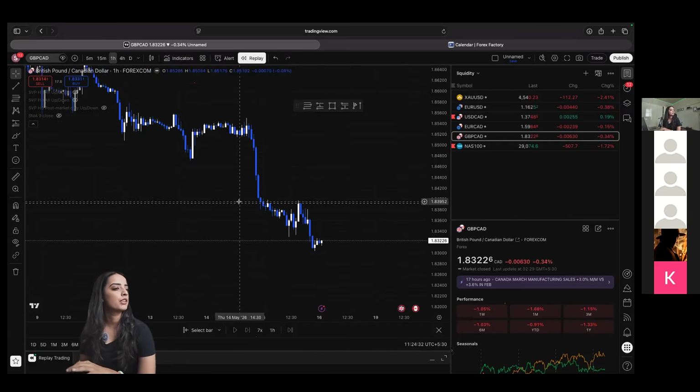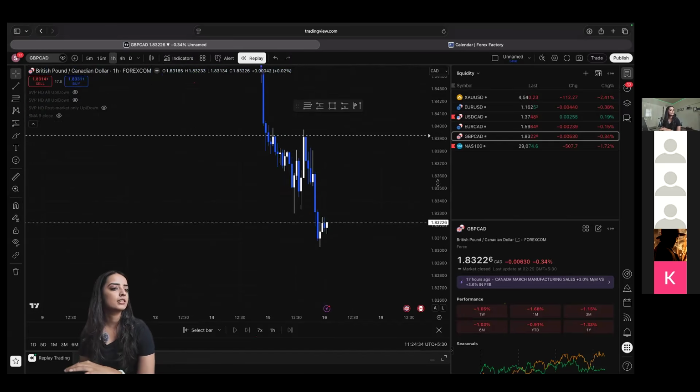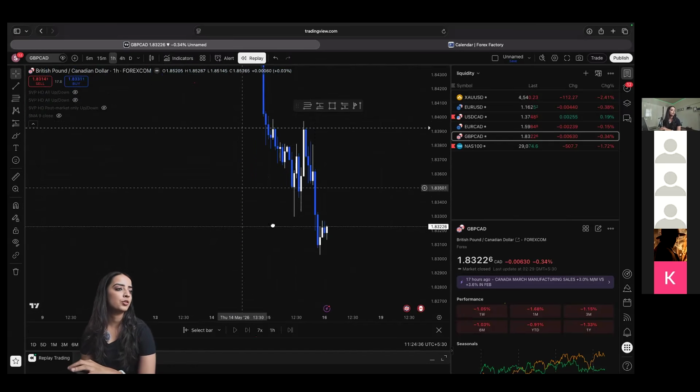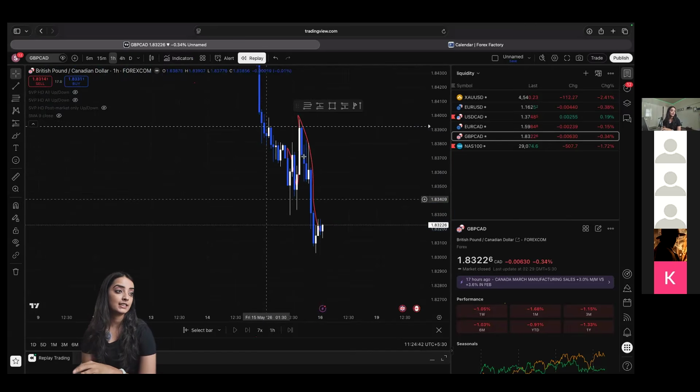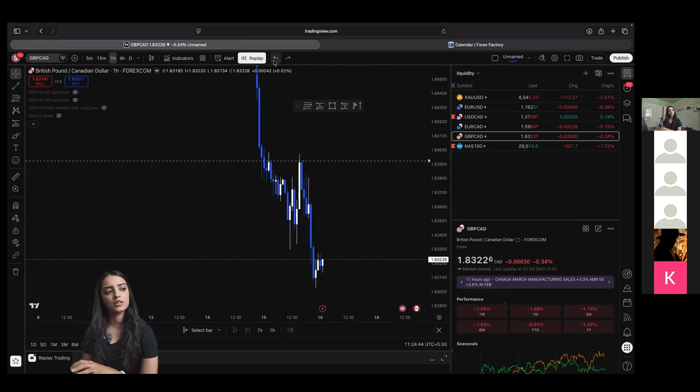Now we are on GBP Canadian dollar. What is the last QM? We don't have a bullish QM, but we do have a bearish QM. So a range has started now. Has the range been closed yet? No, we don't have a bullish QM. Until then, I don't have to mark any premium discount.